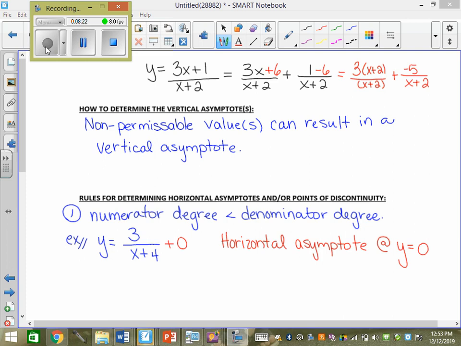Because there's going to be a rule you're going to get in 3 seconds. You'll be like, why? But, okay. So it's going to cancel, and so we get 3 plus negative 5 over x plus 2. Okay? So my vertical translation is 3 up, so my horizontal asymptote would be 3 up. Instead of y equals 0, it'd be y equals 3.